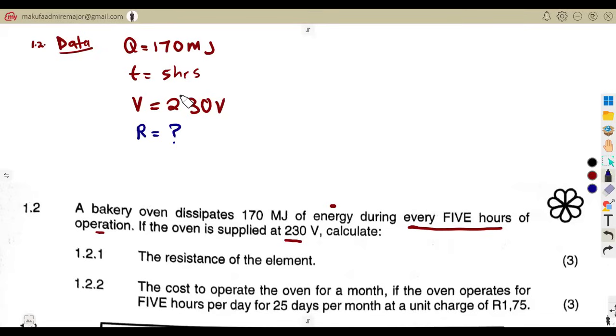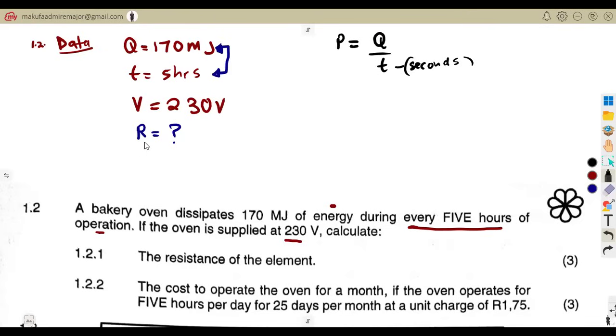The question was, what about what we are given from these two, the energy and the time? What is it that we can obtain from there, and is it going to help us to find resistance? Remember, power can be obtained if we have energy, because power is equivalent to the energy over the time taken, which is our time in seconds. We have the power.